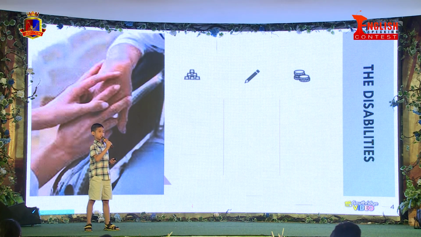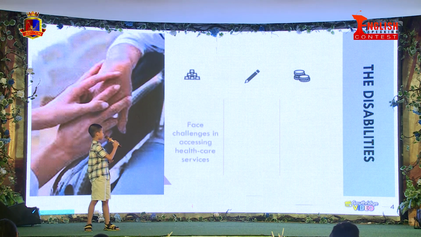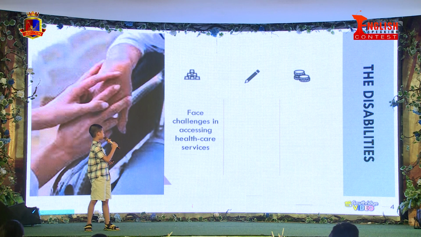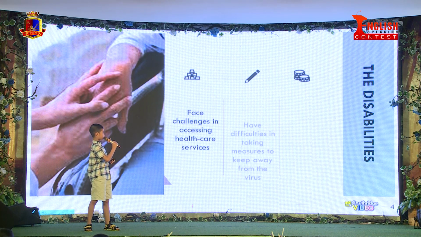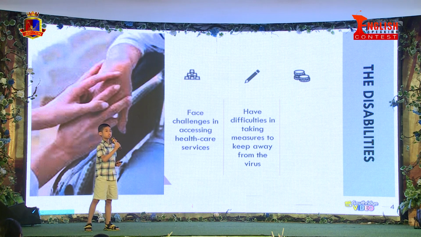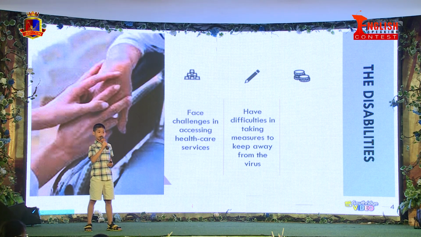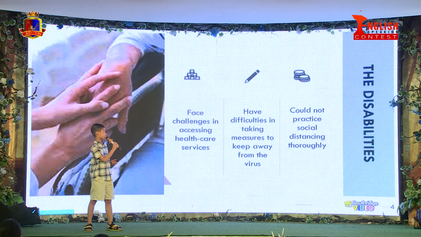Second, people with disabilities. Even at the best of times, people with disabilities have to face challenges in accessing healthcare services. They also face challenges in accessibility, affordability, availability, as well as discrimination. They also face challenges in taking measures to keep away from the virus. For example, washing hands. We all know that washing hands is the best way to protect us from coronavirus. But people with disabilities cannot do that. So they cannot practice social distancing thoroughly.